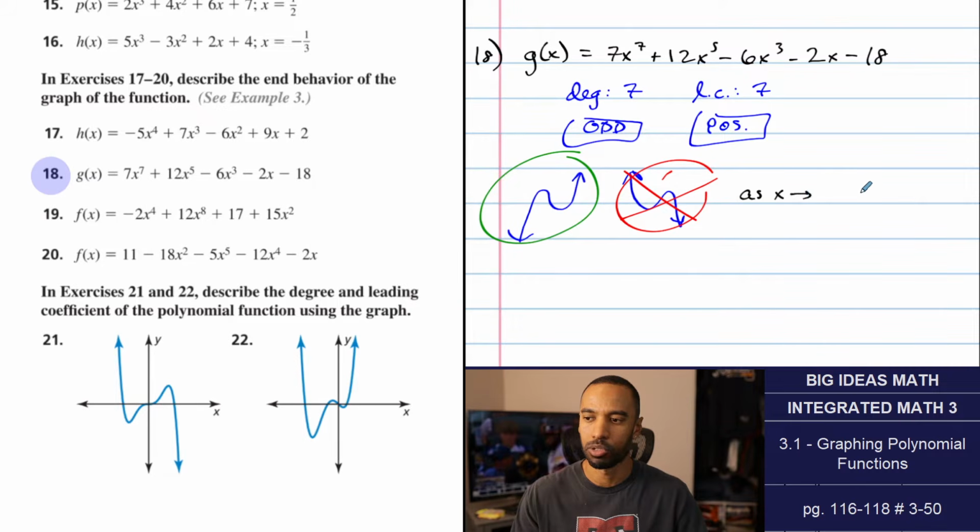Anyway, let's describe it. As x approaches positive infinity, y approaches positive infinity. This is our g of x. So there's that. And as x approaches negative infinity, y approaches negative infinity.